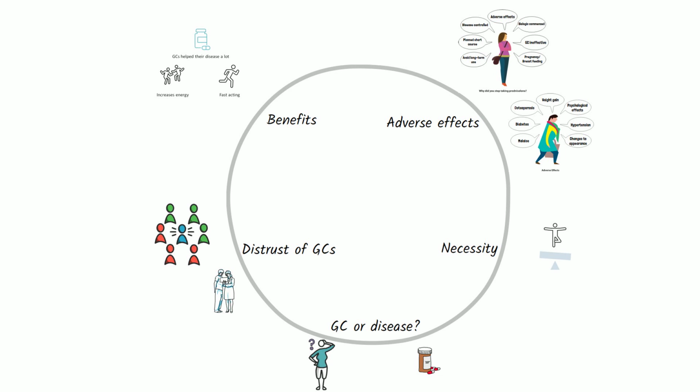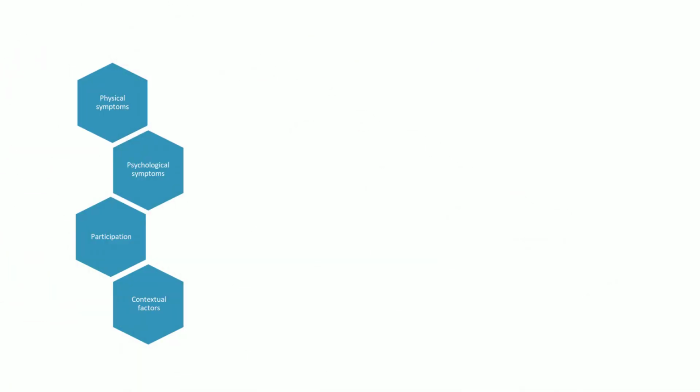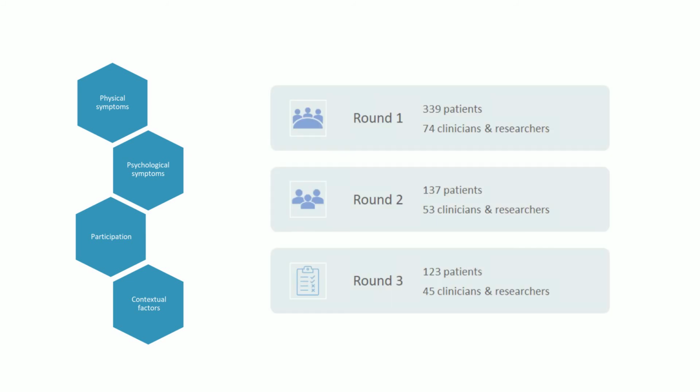Combining the results from the systematic literature reviews, survey work, and qualitative interviews, we had 63 candidate outcomes that could be put into 4 categories: physical symptoms, psychological symptoms, participation, and contextual factors. The Glucocorticoid Working Group then sought agreement amongst patients, clinicians, and researchers using a Delphi exercise to identify outcomes important to these groups.